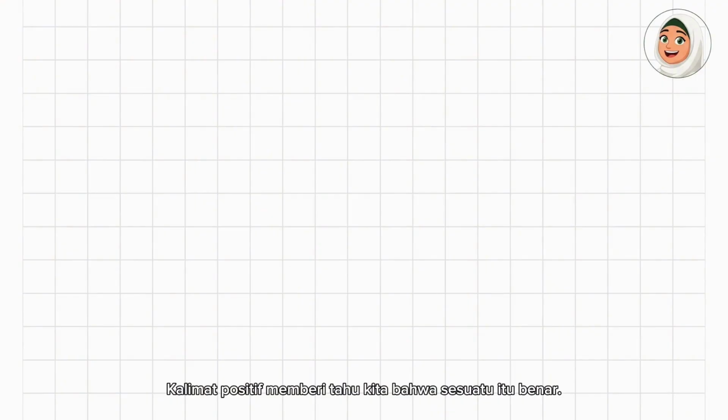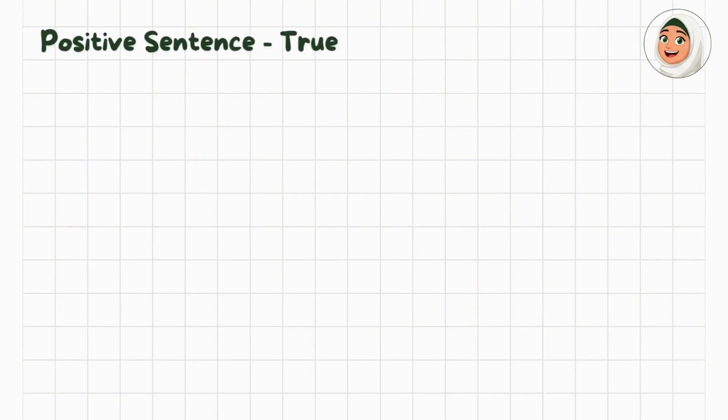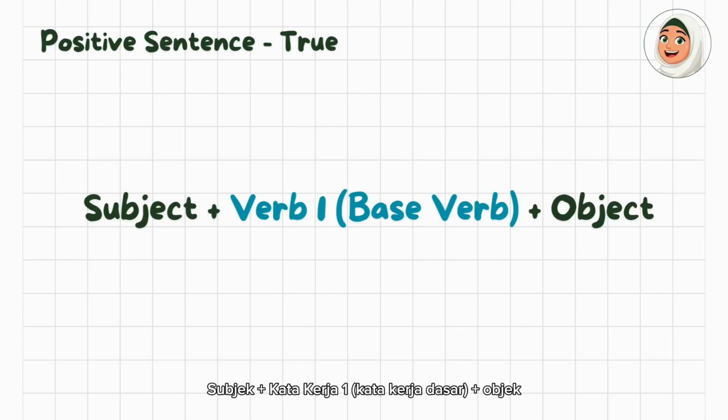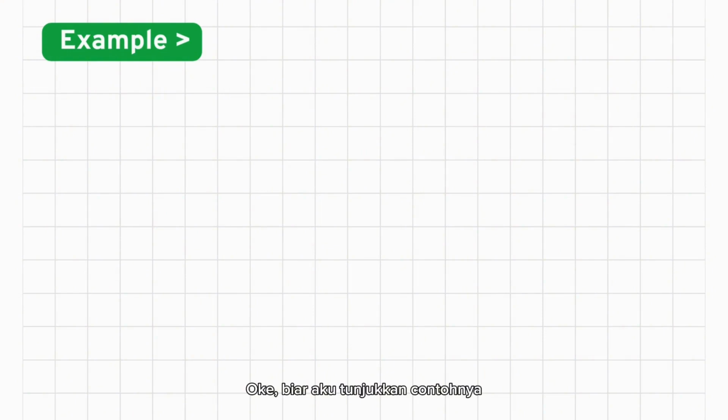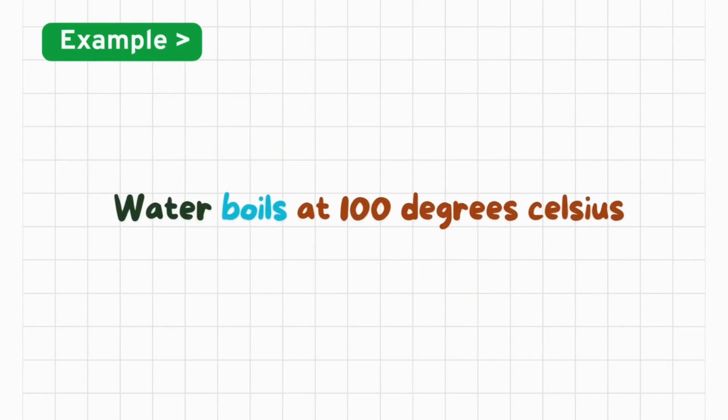A positive sentence tells us that something is true. Now, let's look at the basic structure. Subject plus verb 1 (base verb) plus object. Let me show you an example. Water boils at 100 degrees Celsius.